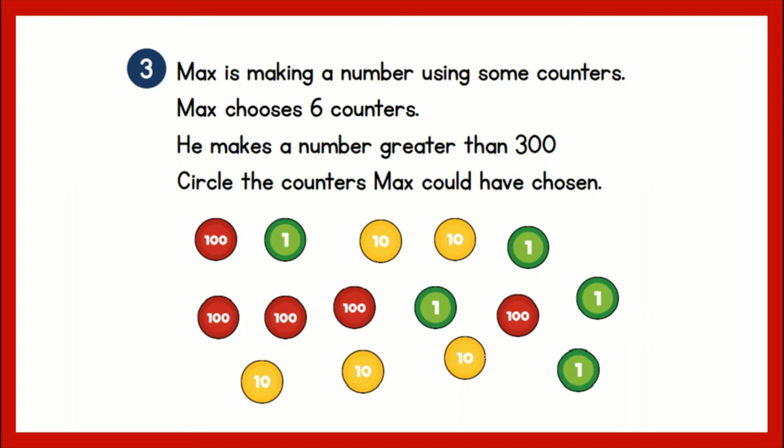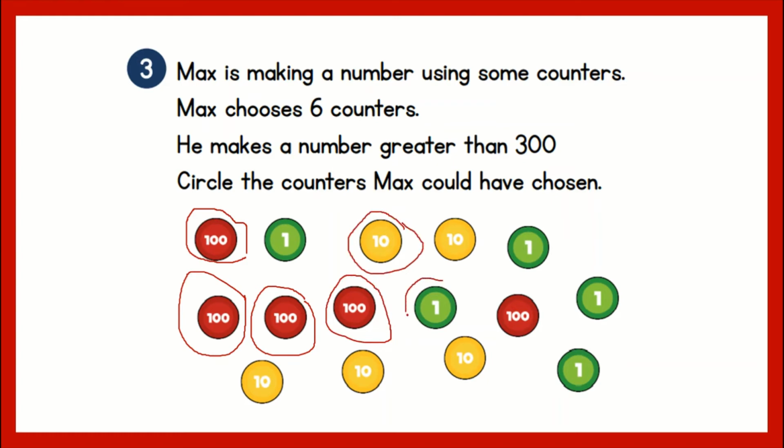Question 3. Max is making a number using some counters. Max chooses 6 counters. He makes a number greater than 300. Circle the counters Max could have chosen. Now we need to make a number that's bigger than 300. So you can circle any of them, but they've got to add to more than 300. So I'm going to circle this one, this one, this one, this one, this one, and this one.